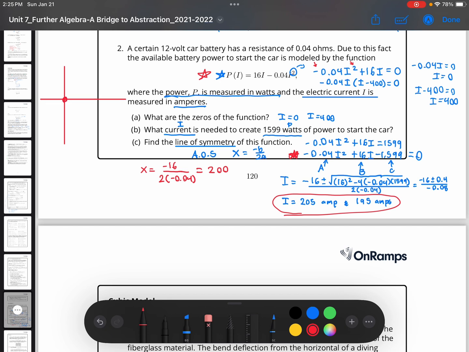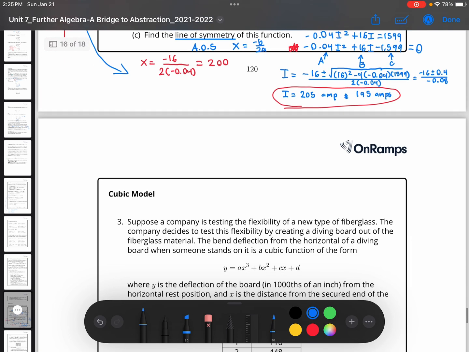a parabola. In this case, it's a parabola because it's degree 2 that looks like this. Okay, and this was 0 and this was 400. Remember, that was from part A. Well, if I ask you for the axis of symmetry, the axis of symmetry happens to be right between those two numbers, which is x is equal to 200, which is what I got here. All right, so just kind of putting it all together for you. Okay, let's move on to the cubic model.